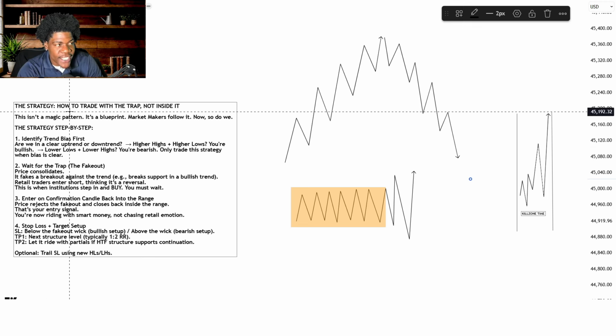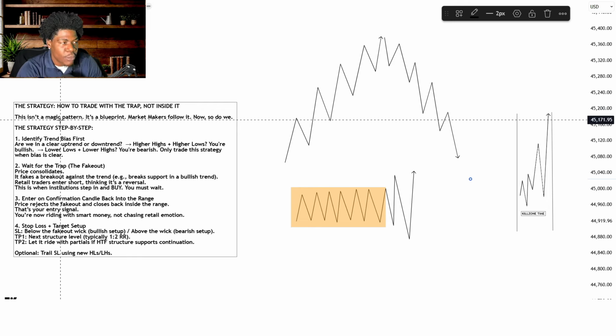Let's get into the strategy, how to trade with the trap and not inside of it. This isn't a magic pattern, it's a blueprint that the market makers follow. Let's go over the strategy step by step.